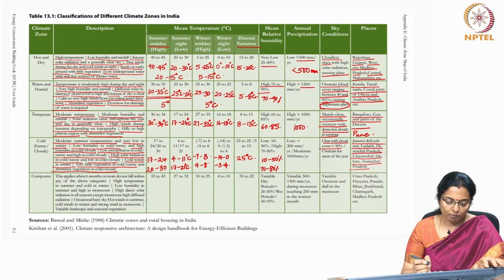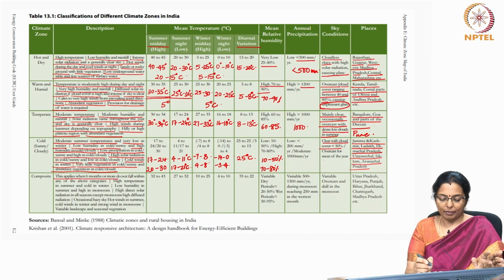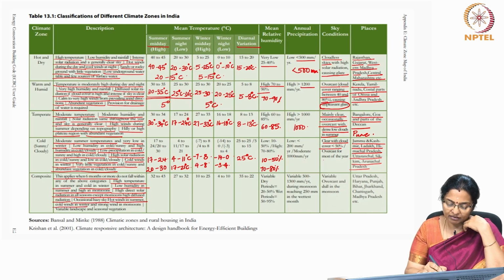Let us now look at composite climate. This applies when 6 months or more do not fall within any of the above categories. These are governed by high temperature in summer and cold in winter, low humidity in summer and high in the monsoons, high direct solar radiation in all seasons except monsoon, high diffused radiation, occasional hazy sky, hot winds in summer, cold winds in winter, and strong wind in monsoons with variable landscape and seasonal vegetation.